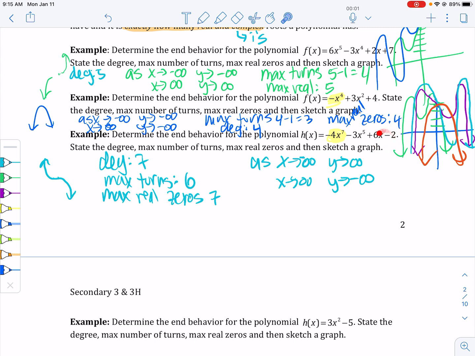I want to sketch the graph. Here our y-intercept is negative 2. It's starting, as we're to the left, we're at the top. So I could have just something as simple as that. Oh, I kind of missed. I could have something a little bit more complicated. Like that. Notice I've got 1, 2, 3, 4 turns, which is less than my 6 for the max number of turns. And I've got 1, 2, 3 x-intercepts, which is less than 7 for our max number of real zeros. So again, there's plenty of graphs that you could draw at this point based on the information that we know.